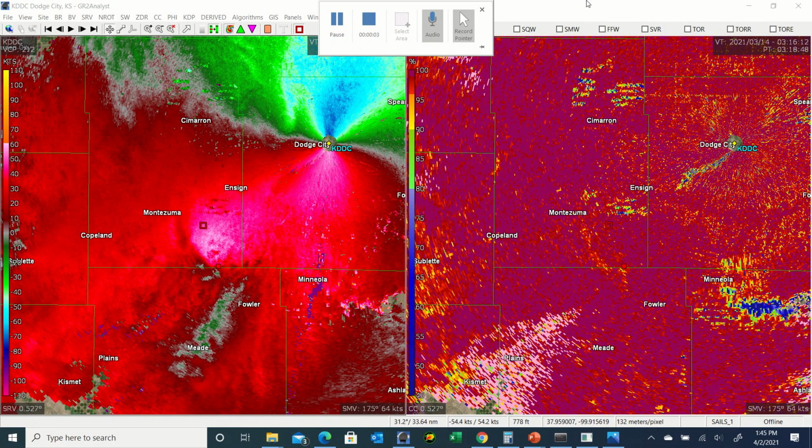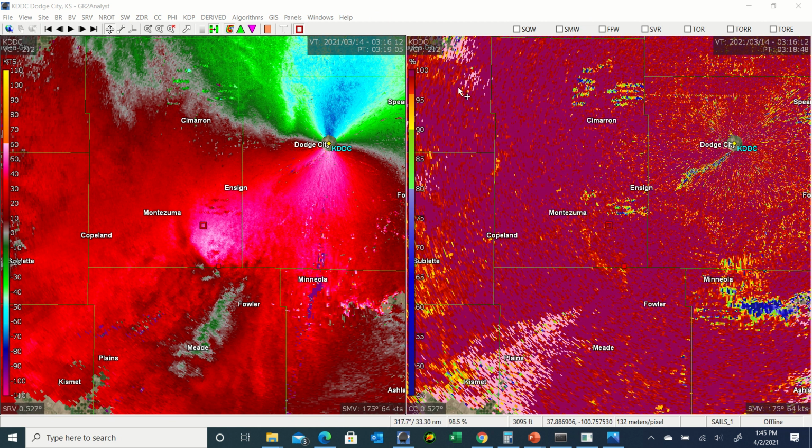Okay, so this was actually a pretty interesting case just from a few weeks ago. This is the evening of March 13th, 2021, and we're just southwest of Dodge City, Kansas.